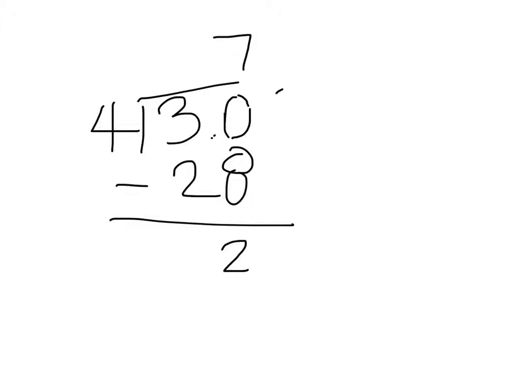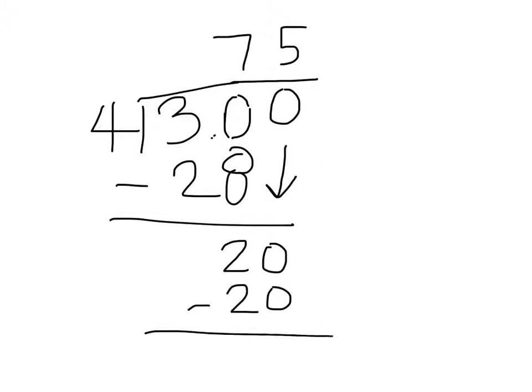Can I add another 0 here? Is 3.00 the same as 3? So can I bring down this 0, B for brother? Okay. So now can I do 20 divided by 4? How many times does 4 go into 20? 5. So I would write the 5 up here. 5 times 4 is 20. Then I subtract, and what do I have? 0. Remainder of 0. So we know that 300 divided by 4 is 75.